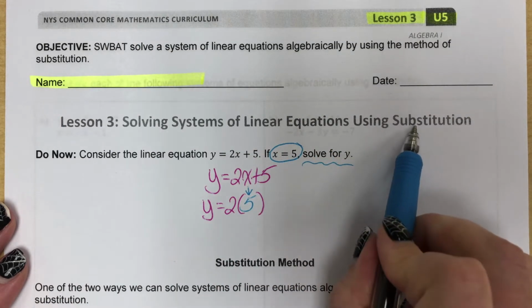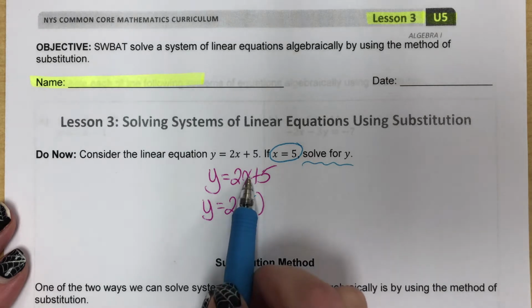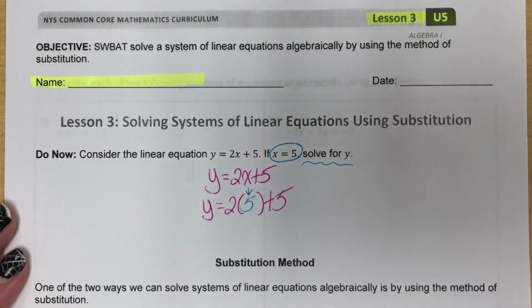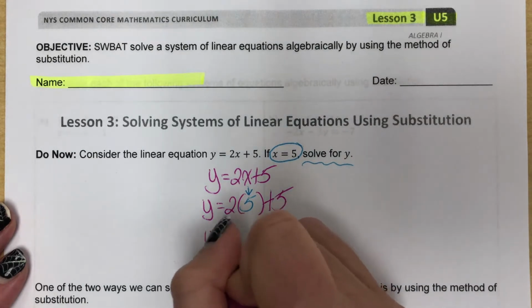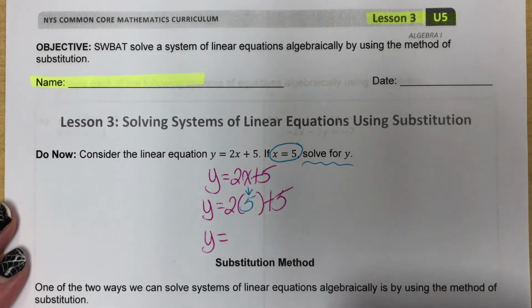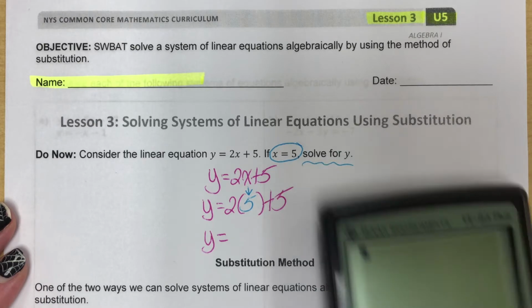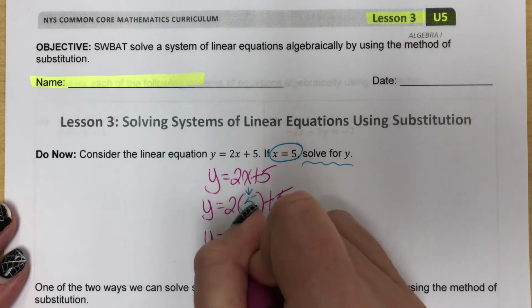Okay, I'm substituting 5 in for x. All right, again, I have that plus 5, and then I just work it out from there. So y equals, let me grab my calculator, and I want to just type that whole thing in at one time. 2 times 5 plus 5, enter, and I get 15. So I know that y equals 15.